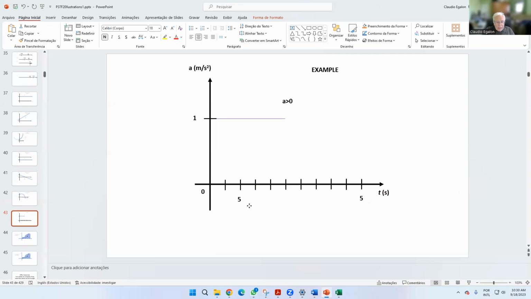And then I'm going to change the scale. Here's 1. Here's 2. Here's 3. And everything in between is the half. 4. And 5. And now I can extend this line. I change the scale, right? Like that.